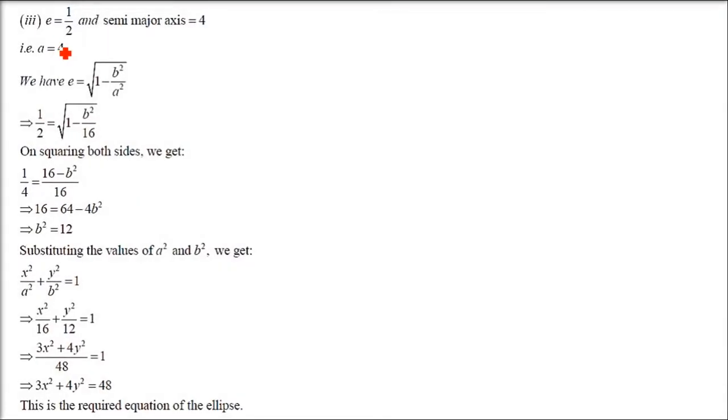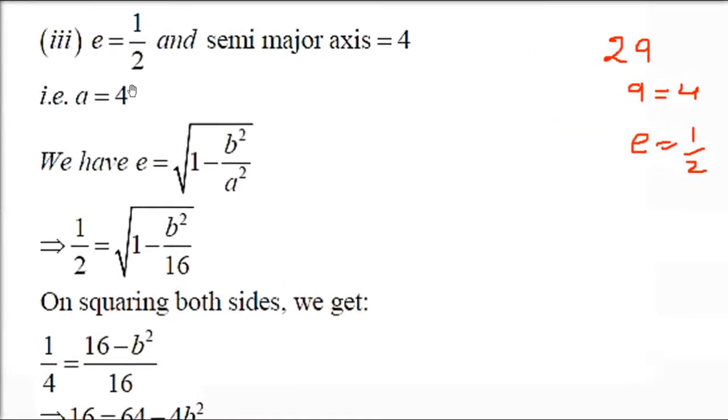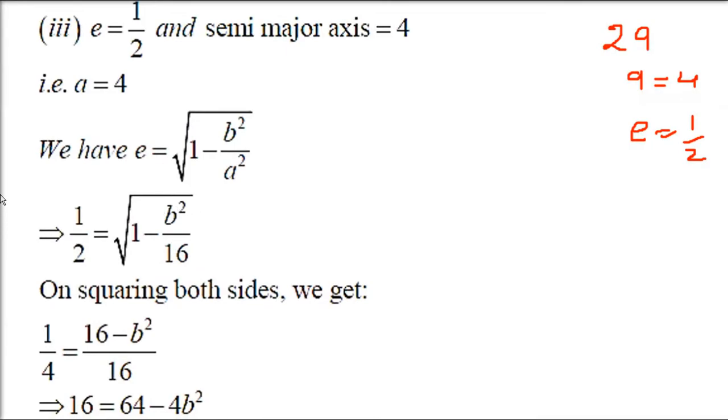Third: eccentricity is given as half and the semi-major axis is 4. The major axis is 2a, and semi-major is half of this, that is a. A is 4 given and eccentricity is half. So let me tell you here only.